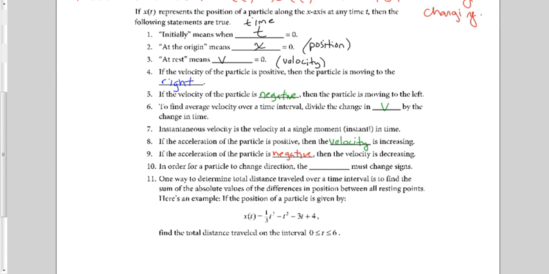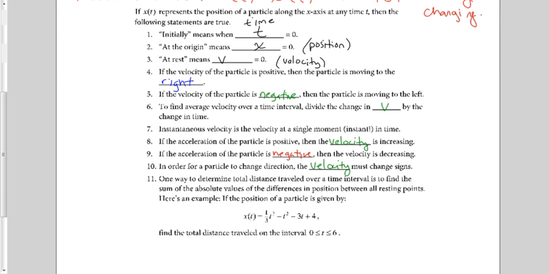Number 10, in order for the particle to change direction, the blank must change signs. In order for something to change direction, first I have to slow down and come to a complete stop, and then go in the opposite direction, which means my velocity must change signs.